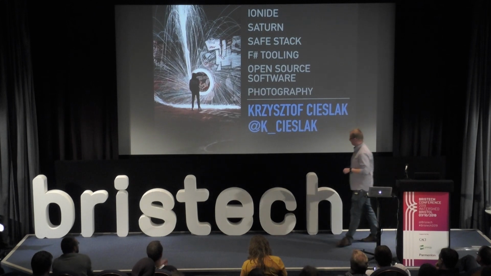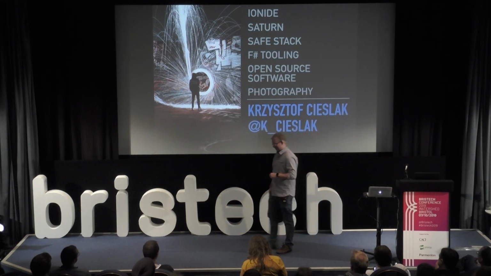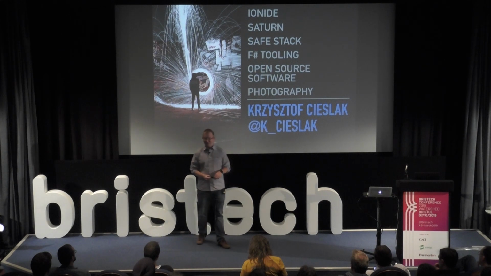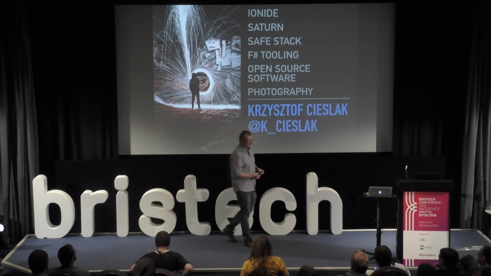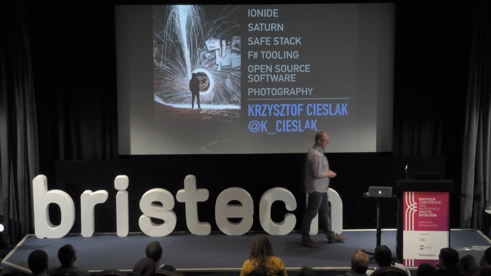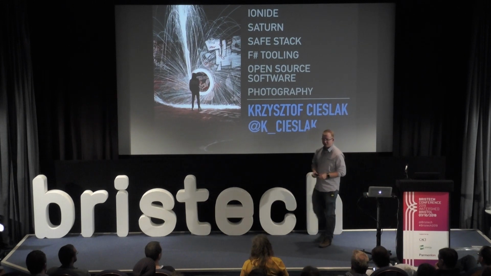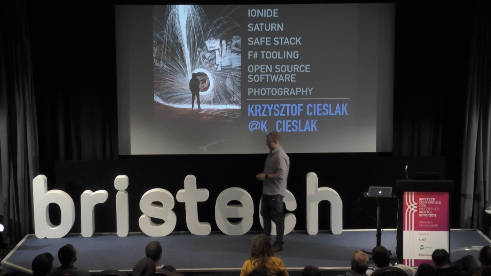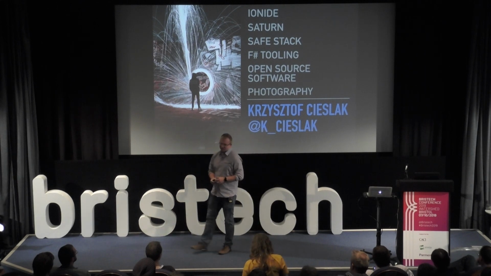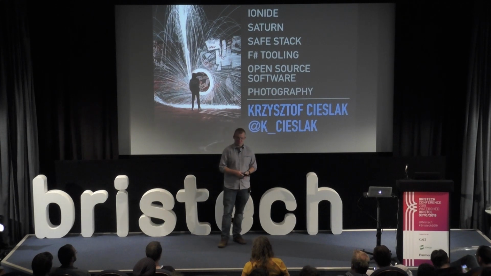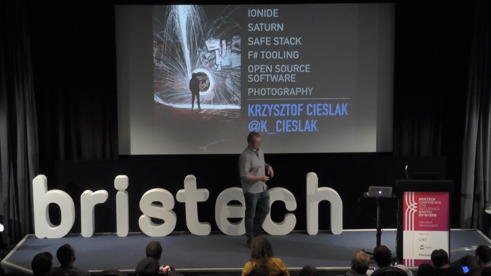Okay, so yes, my name is Chris. You can find me on Twitter. I'm mostly tweeting about functional programming and open source, about traveling and hiking and photography and things like that. So as Hannah mentioned, I've created a couple of open source projects. I guess the most important in context of this talk is a project called Ionide. And Ionide is a set of plugins for Visual Studio Code that transforms Visual Studio Code into a really powerful F-sharp IDE. And F-sharp is a functional programming language for the .NET platform, if you haven't heard about that.